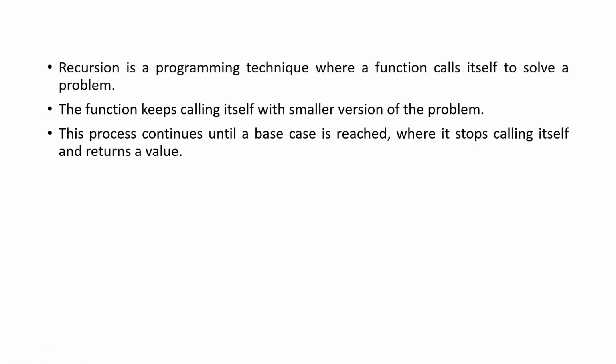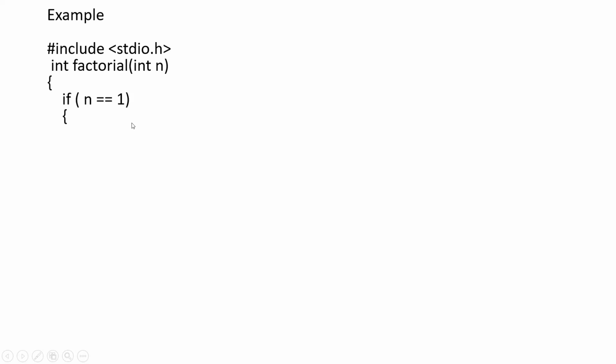So we have already seen the definition for recursion. Now let us see an example. Find the factorial of a number using recursion. int factorial(int n). If n is equal to 1, return 1. This is the base case. Otherwise, return n times factorial(n-1). This function returns the factorial of a number using recursion.